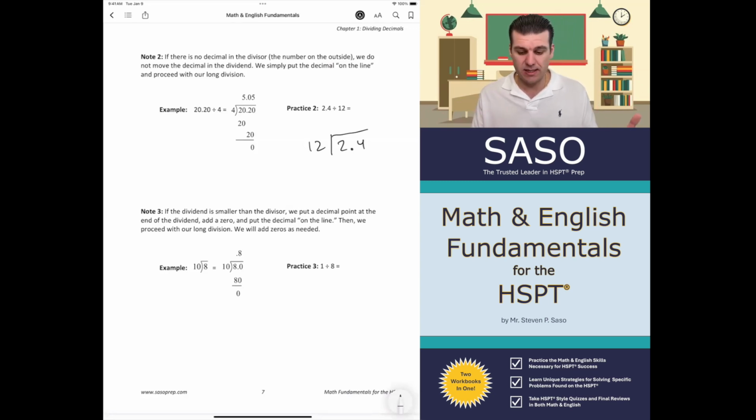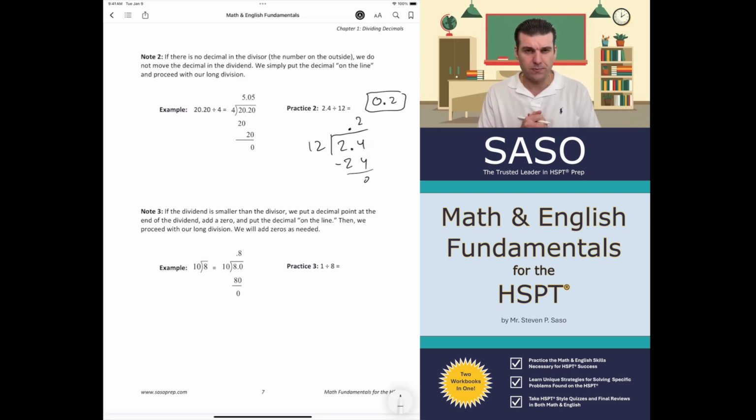Okay, so in cases like this, remember the divisor is the number on the outside, so 12. The dividend is 2.4, the number on the inside. Very easy, right? We just put the decimal up on the line, and then we do our division. So 12 goes into 24 2 times, and we want to line that 2 up over the 4, right? 2 times 2 is 4, 2 times 1 is 2, and that's it. That's our answer. Now we can make this 0.2. We'll just add a 0 there as a placeholder, but pretty simple, right?